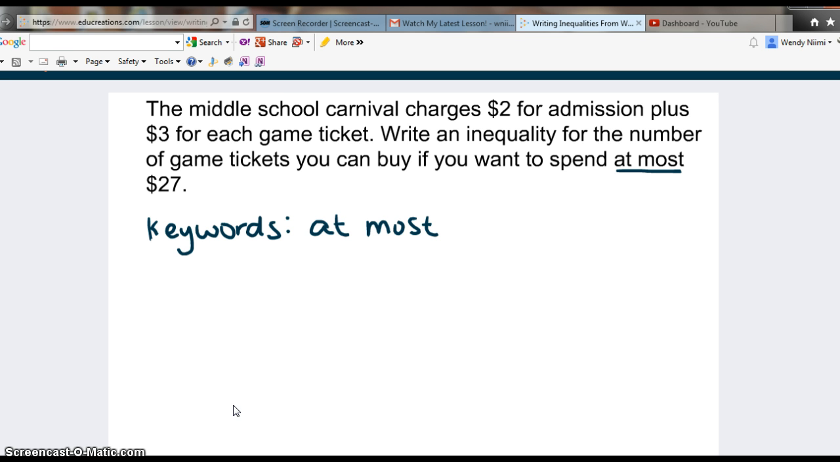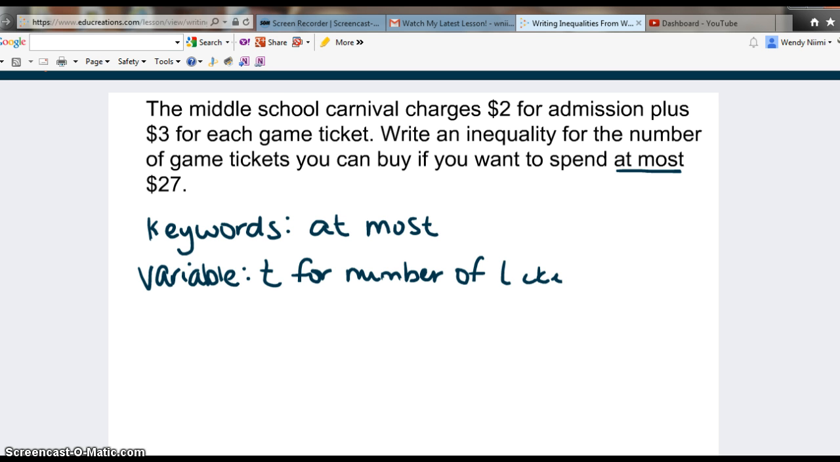Next, we're going to look for the key information in the word problem so that we can start writing our inequality. First, we're going to find our variable. What we're looking for is what we're trying to find. We are trying to find how many game tickets we can buy. So we're going to use the letter T for the number of game tickets. All right, key information: $2 for admission plus $3 for each game ticket. That is just like when we had our expression.